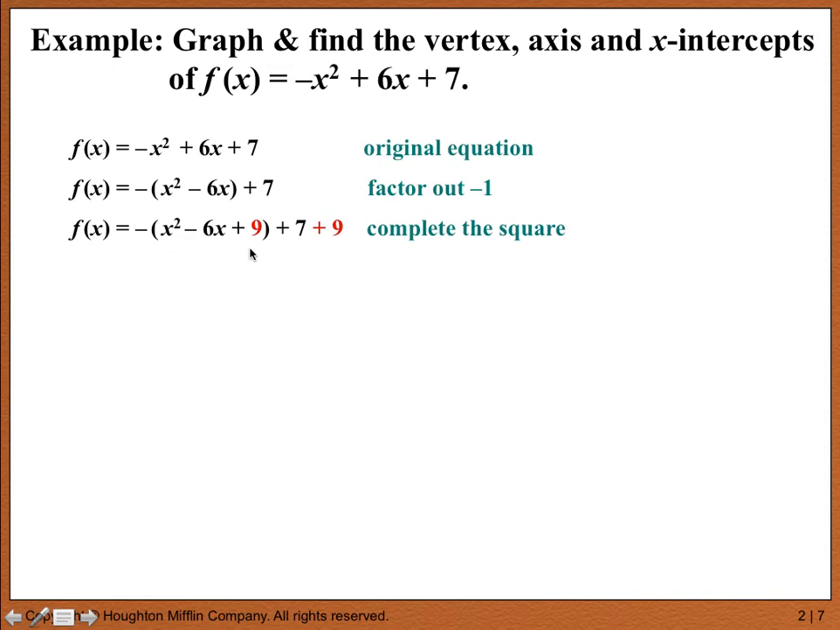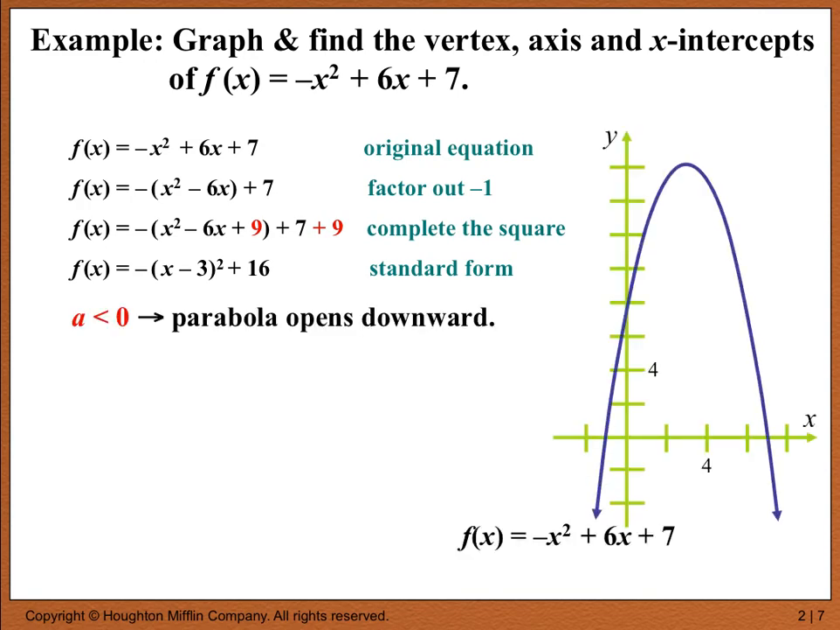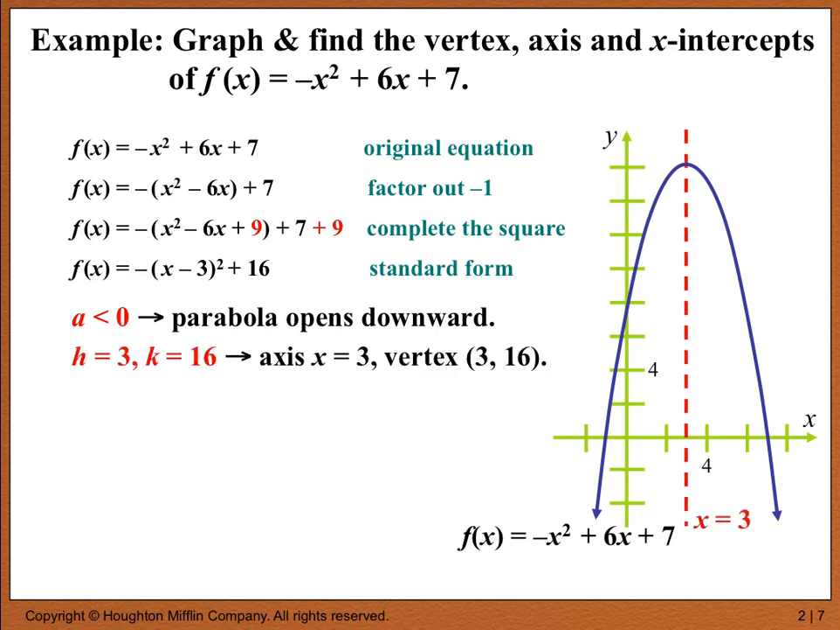And to make up for subtracting 9, we add 9 over here. And the net effect is 0. So we're left with the standard form equation of negative quantity x minus 3 squared plus 16. Since a is less than 0, the parabola opens downward. And we can sketch this easily because we have our vertex of (3, 16). We have our axis of x equals 3.